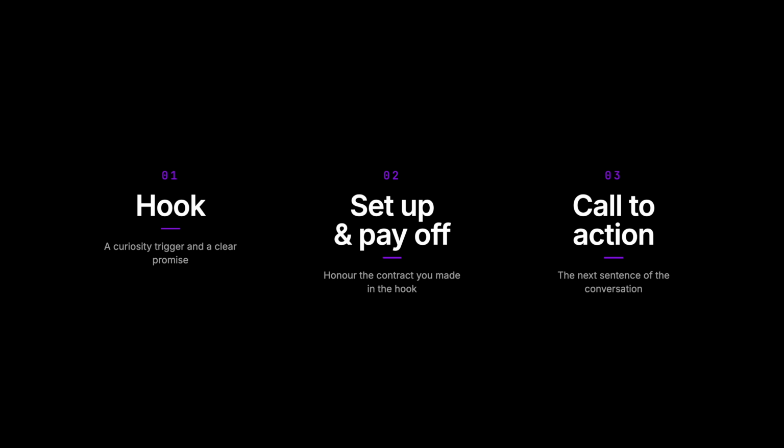So that's it. 3 parts. Hook with a curiosity trigger and a clear promise. Set up and pay off that honors the contract that you made in the hook. Don't withhold the how to protect your CTA. It doesn't work. And a CTA that feels like the next sentence of the conversation. Copy this structure on your next video. Don't change your style. Don't change your topic. Just run your next script through these 3 checks before you hit the record button.